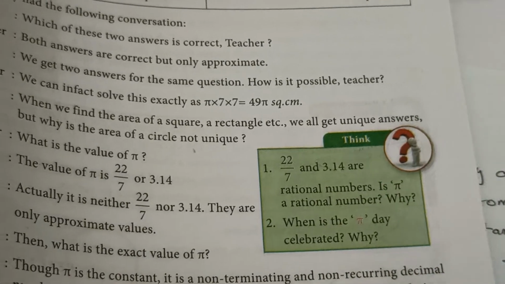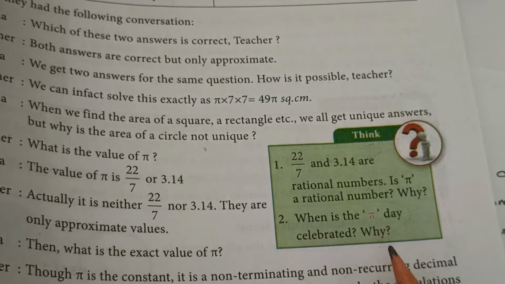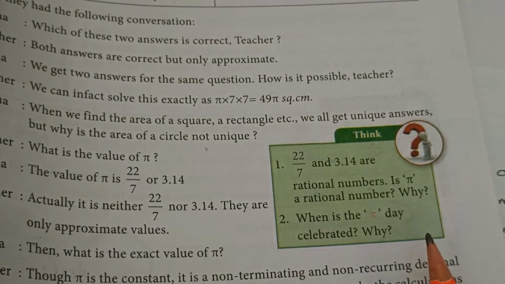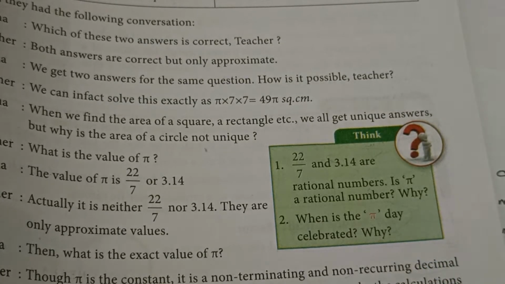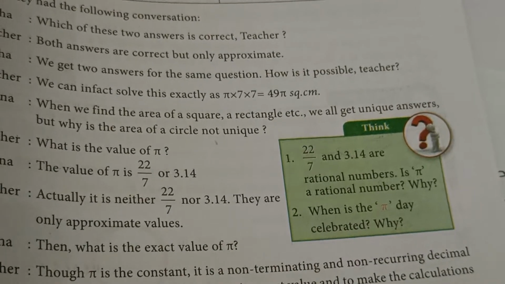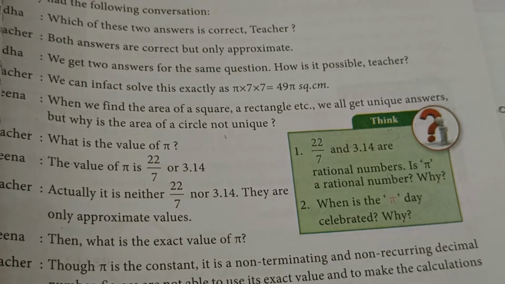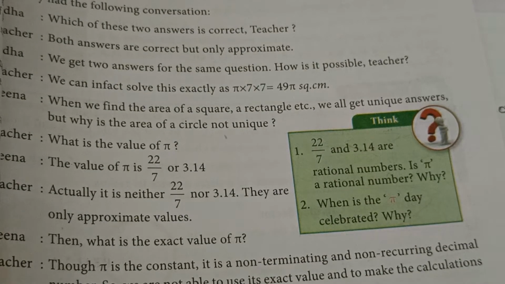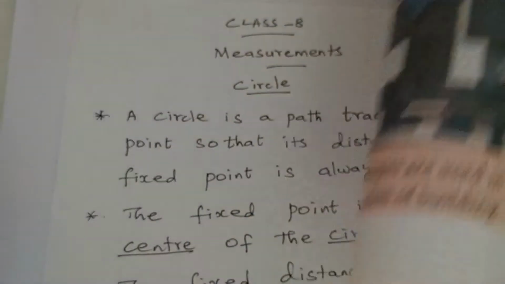Okay, children, I hope you all got some idea about what is area and what is perimeter. Now we have studied the perimeter and area of quadrilaterals and circles in the previous classes, in 6th and 7th. Now in this chapter, in class 8 in Measurements, we are going to learn about the parts of the circle and how to find their areas and perimeter. For that, let us start from the definition of a circle.